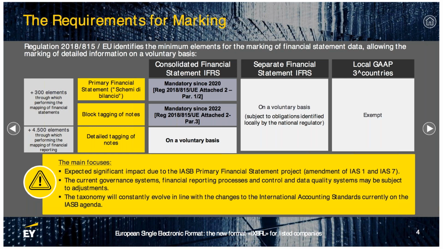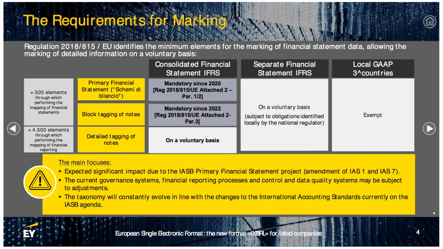Main focus: we expect significant impact from the IASB primary financial statement project, so the amendment of IAS 1 and IAS 7 that probably could have some modification in the near future. And the current governance system, financial reporting processes, and control and data quality systems may be subject to adjustment. And finally, the taxonomy will constantly evolve in line with the changes of the IASB. So it's quite a moving target, but we have to go through it.